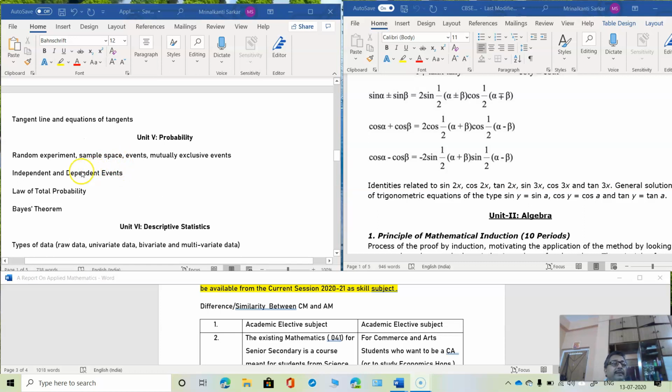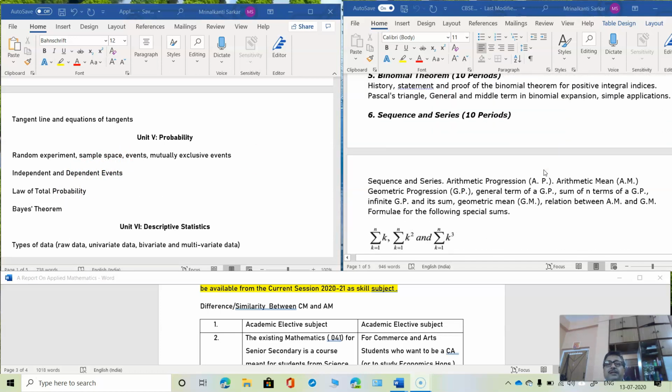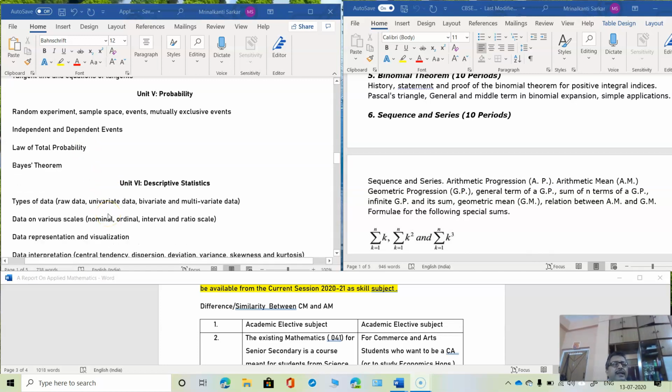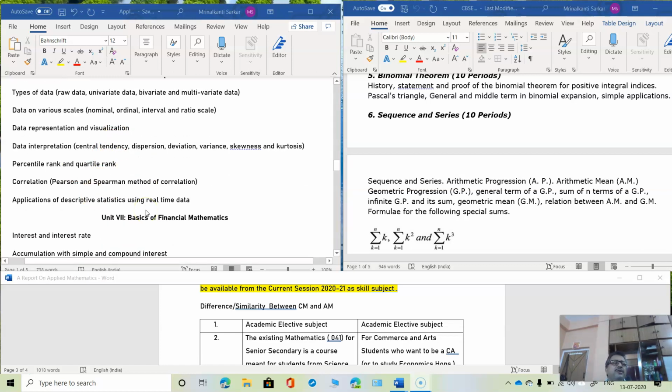Probability, see the detailing. Bayes' theorem, normal math students will not learn in class 11. This Bayes' theorem is very useful, a very important part in CA foundation and other CA levels also. And descriptive statistics, commerce students really enjoy studying all these things. From my experience in my teaching career, I have seen they really like to study these. They devote themselves to all these topics introduced here. So CBSE really has done a great job there.